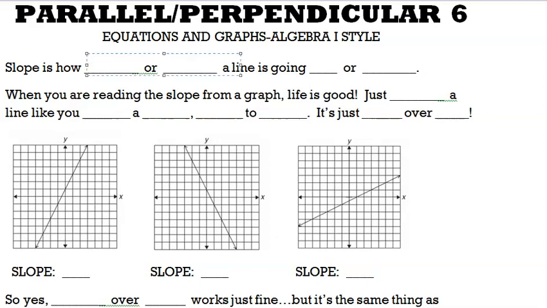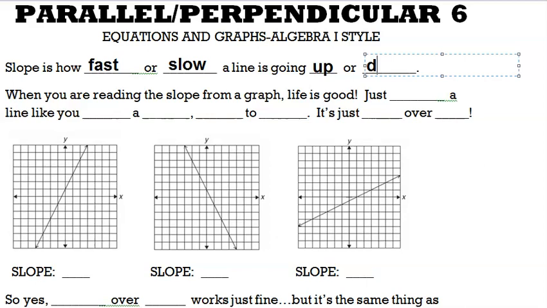But anyway, we can't do the parallel or perpendicular lesson number 7 unless we understand what lines are, how the slope decides what the line is going to do, all that good stuff. So we start with just a basic definition that slope is how fast or how slow a line is going up or down. Now, I always tell people that you need to read a line like you read a book.